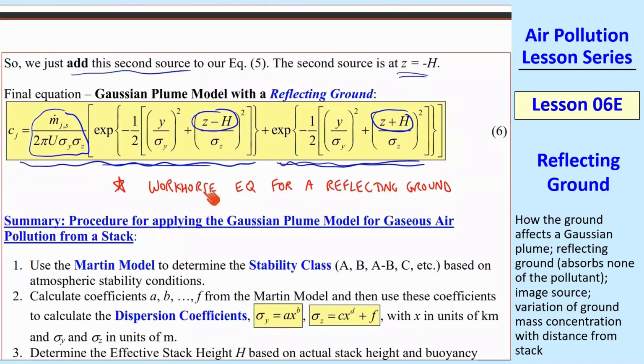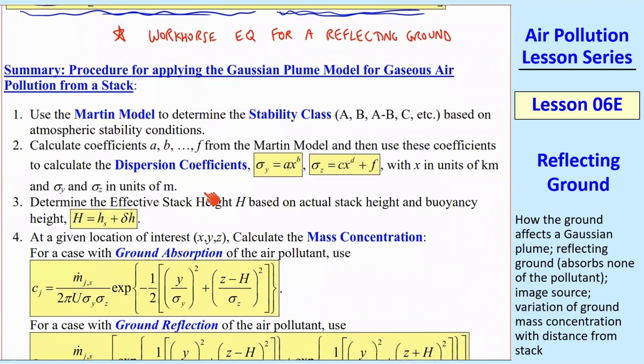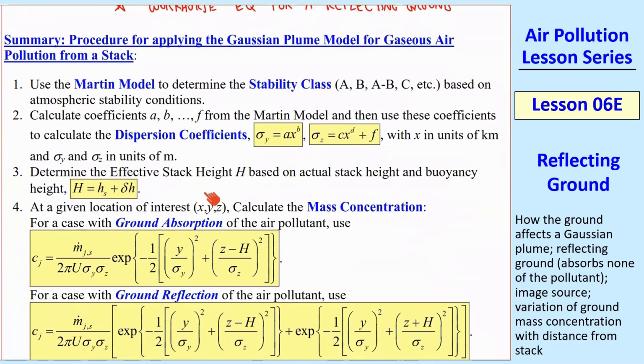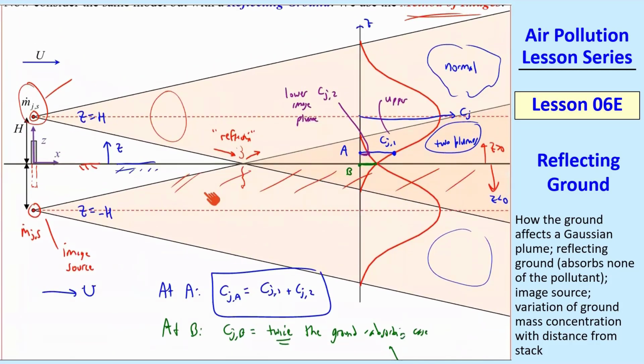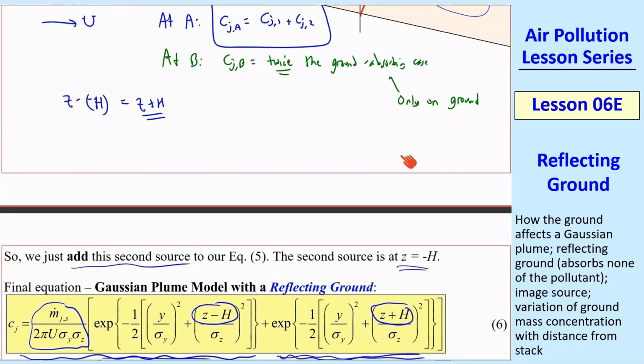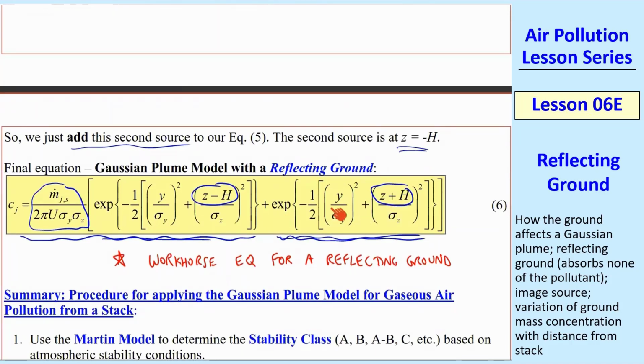Let me just give you a summary procedure here for gaseous air pollution from a stack. And this will apply to either ground absorbing or ground reflection. And by the way, you can have somewhere in between, where the ground absorbs some of the air pollutant, but not all of it. And then your answer would be somewhere in between those two cases. The ground reflection case is always going to be larger than the ground absorbing case, because instead of that air pollution just getting absorbed into the ground, it's kind of bouncing back into the air. So this area that's shaded darker has more air pollution than it would have had with the ground absorbing case, obviously. And we've added a term, and this always adds a positive number there.